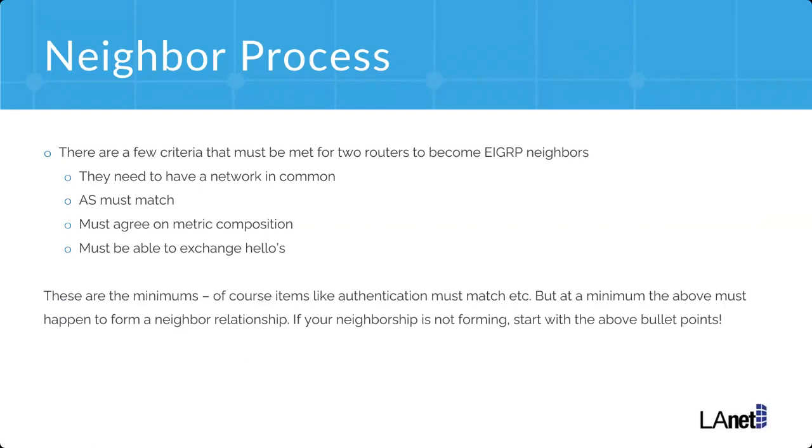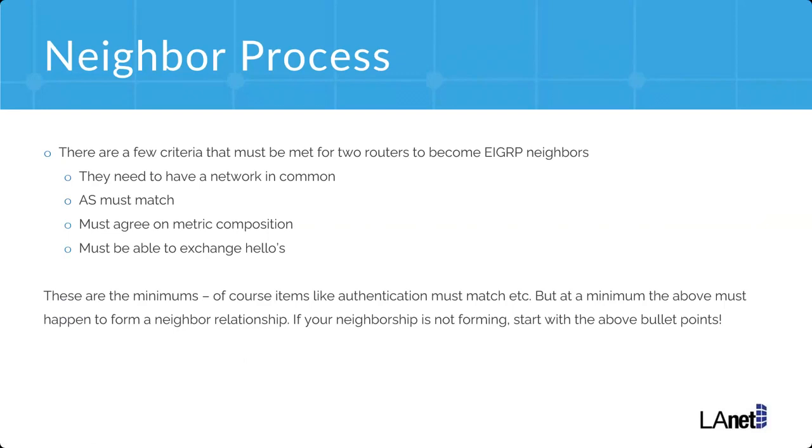And lastly, they have to be able to exchange hellos. I can't have like a layer 2 firewall or something in between that might be dropping hello packets or something like that. As long as they can exchange hellos, they can agree on what makes the metric up. They have the same AS and they have a directly connected network between them. They will form an adjacency.